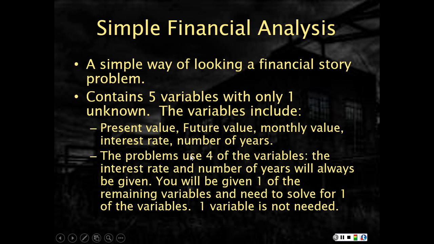Now, for these problems, they'll always give you the interest rate, and the number of years will always be given. So you'll be given one of the remaining variables. You'll need to solve for one, and then one variable is not needed. So out of the 5 variables, you're going to be given interest rate and the number of years. You won't need one variable, which leaves 2 variables. You're going to be given one and you have to solve for one. So that's how these work.